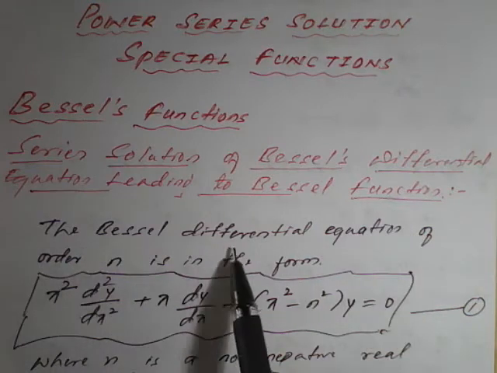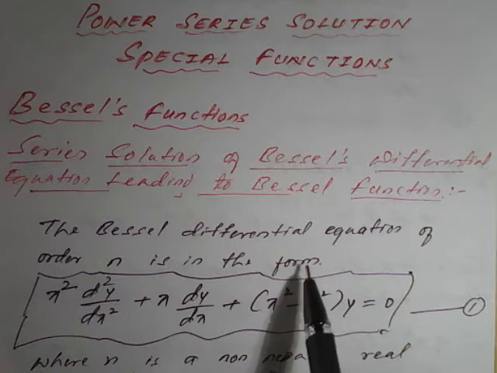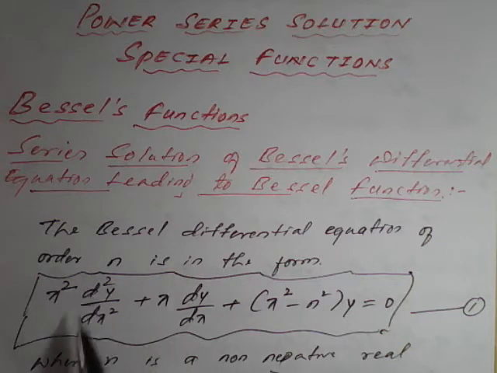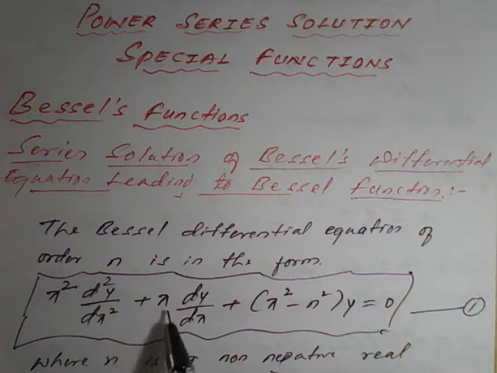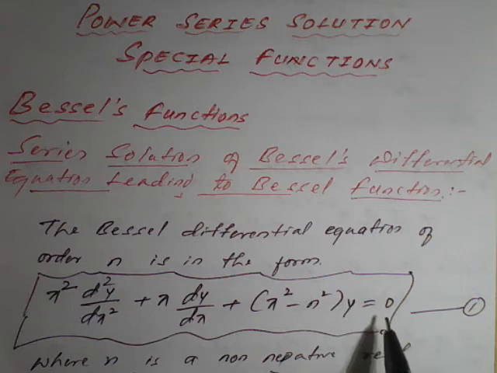The Bessel differential equation of order n is in the form x squared d squared y upon dx squared plus x into dy by dx plus (x squared minus n squared) y equal to 0, which is equation number 1, where n is a non-negative real constant.